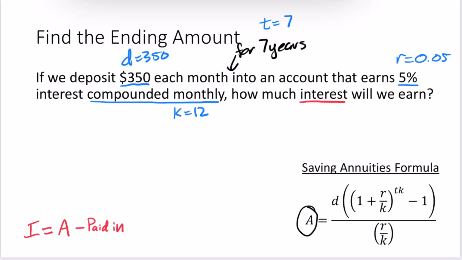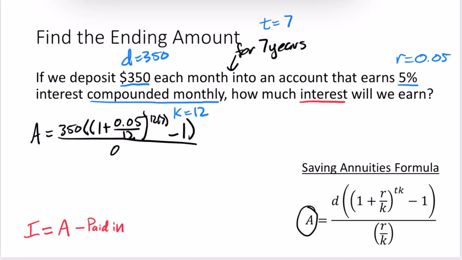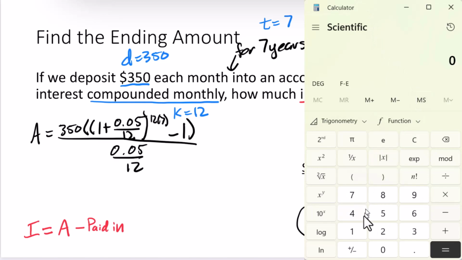So let's start off by finding out what A is. So A is going to equal 350 times 1 plus 0.05 divided by 12, raised to an exponent of 12 times 7, because we're compounding this interest every month for 7 years, minus 1, all divided by 0.05 divided by 12. So to calculate this, I'm first going to do my mini calculations of 12 times 7, which equals 84. So I'm going to cross this off and write 84.